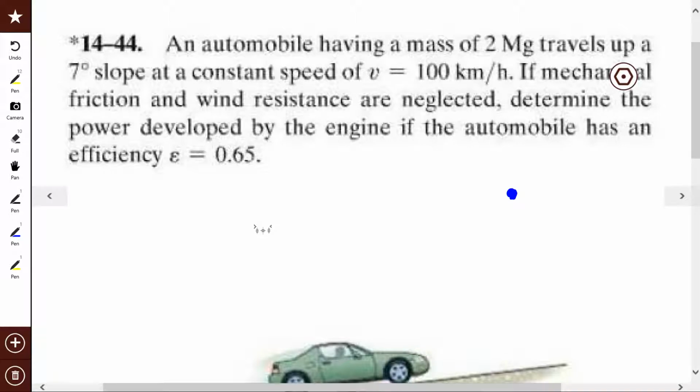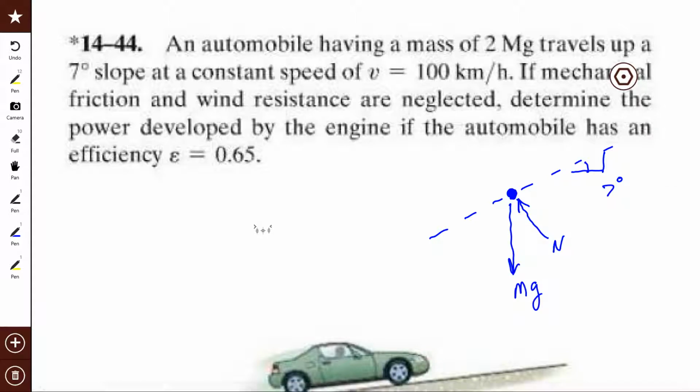Normal. Okay, so let me draw in a dashed line here. That's the slope, 7 degrees. So this angle right here is 7 degrees. All right. So the normal. What else you got? Yeah, it says mg. Okay, good. What else you got? Do what? Yeah, and where does it come from, by the way? Does it just appear?